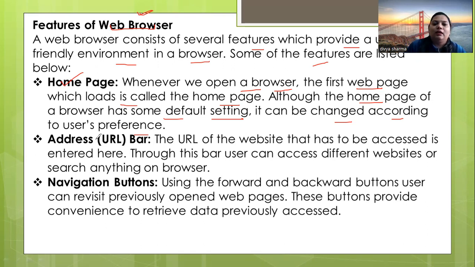Another feature of web browser is the address bar, the URL, uniform resource locator, as I said earlier. By using the address bar of any website, you can easily locate that website on the web browser, because without knowing the URL address, it will not be possible to access that website. The URL of the website that has to be accessed is entered here. Through this bar, you can access different websites or search anything on the browser.